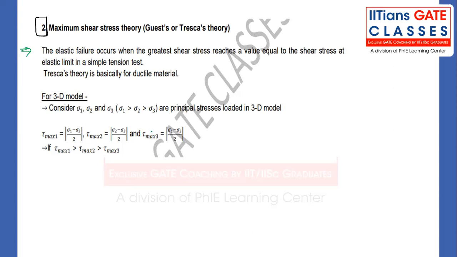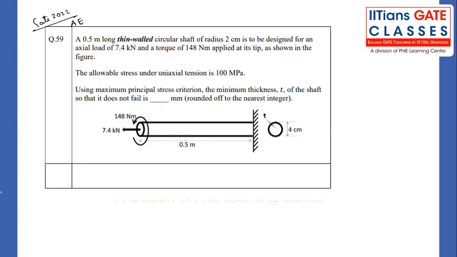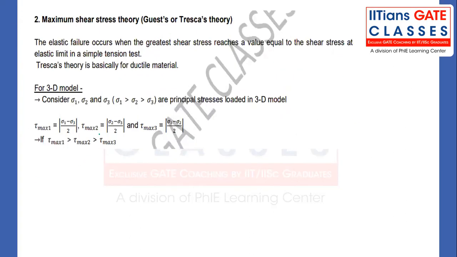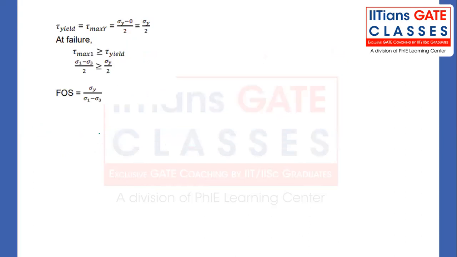Now if you focus your attention, when sigma 1 is more than sigma 2 more than sigma 3, you will find the tau max formula. Tau max is sigma 1 minus sigma 2 divided by 2. We have other formulas too: sigma 2 minus sigma 3 by 2, sigma 3 minus sigma 1 by 2. Accordingly, if you calculate, you will get tau max is more. So from here, you will write tau maximum.